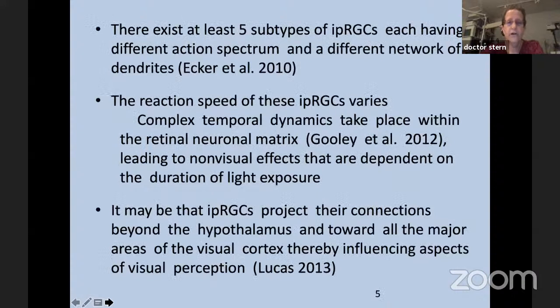So we know that there are at least 5 subtypes of ipRGCs. We're not going to really get into that, but we do know that they allow the light to come into the eyes and then project their connections to the hypothalamus. But also, we do know that they project toward other areas of visual cortex and therefore influence visual perception. And I know there's some research going on about how they may also be involved in some aspects of sight as well.